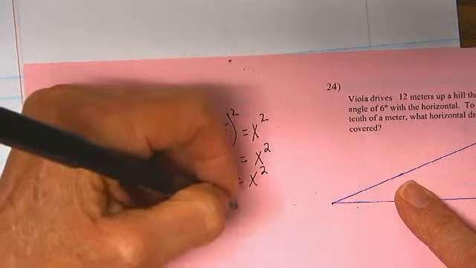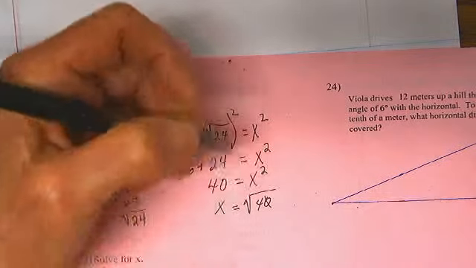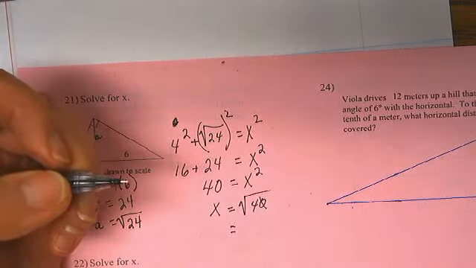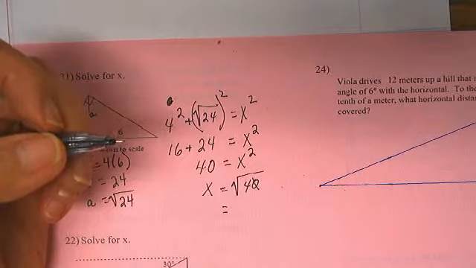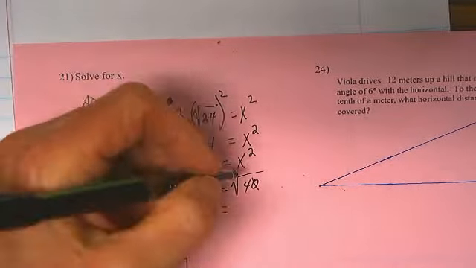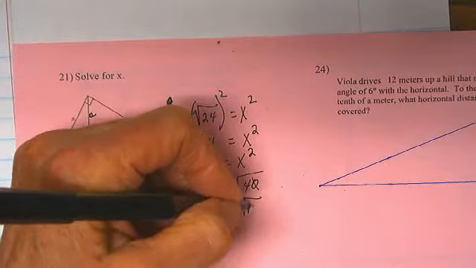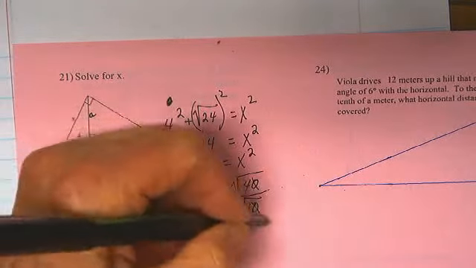And x is equal to the square root of 40, or x is equal to the square root of 4 times 10. You know, I think the best we can do is 2 times the square root of 10. That is a perfect answer.